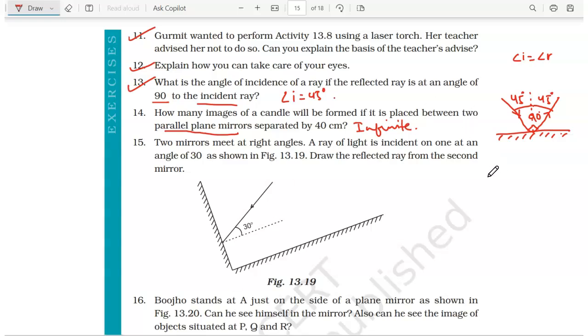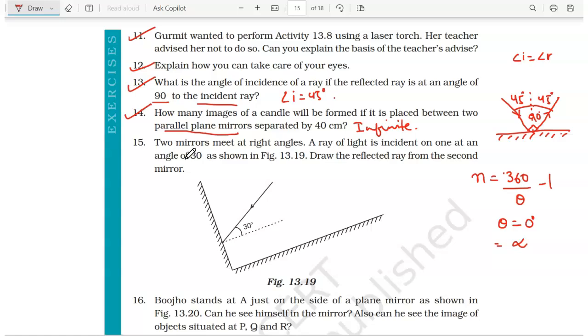Do you all remember the formula I taught you for number of images? It is 360 divided by theta minus 1. In this case, theta is 0 degree because they are placed parallelly. So anything if you divide by 0, the answer is undefined or infinity. All right. So number 14 done.